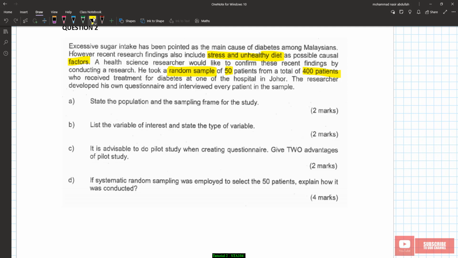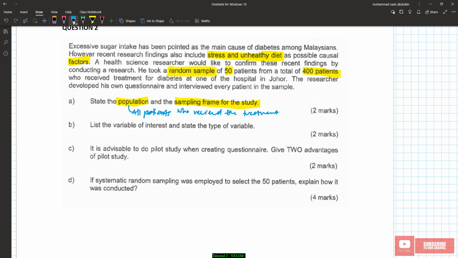Okay. So now, state the population and sampling frame for the study. So what is the population of the study? All patients who receive treatment for diabetes. All patients who receive treatment for diabetes, right? And then for sampling frame? This is all patients who receive the treatment.